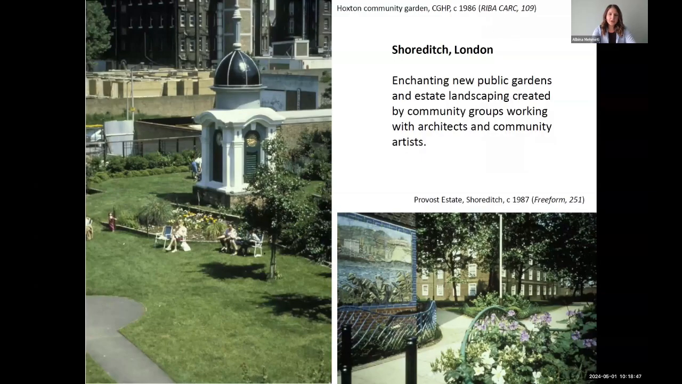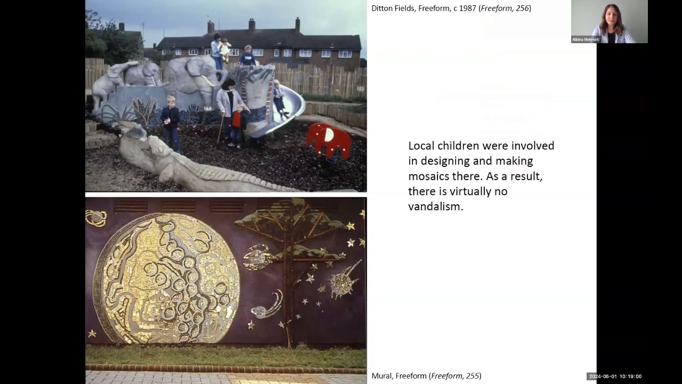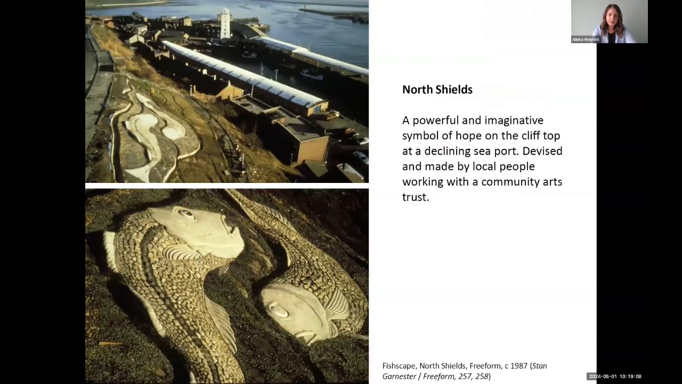We can see in here new public gardens and estate landscaping, which was created by community groups working with architects and community artists. Local children were also involved in designing and making mosaic in here. A powerful and imaginative symbol of hope on the cliff top and declining seaport. So all these were made by local people working with the community artists.